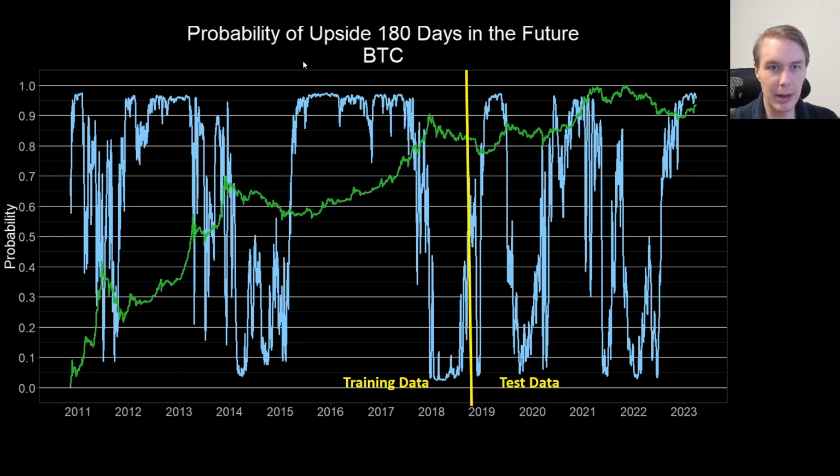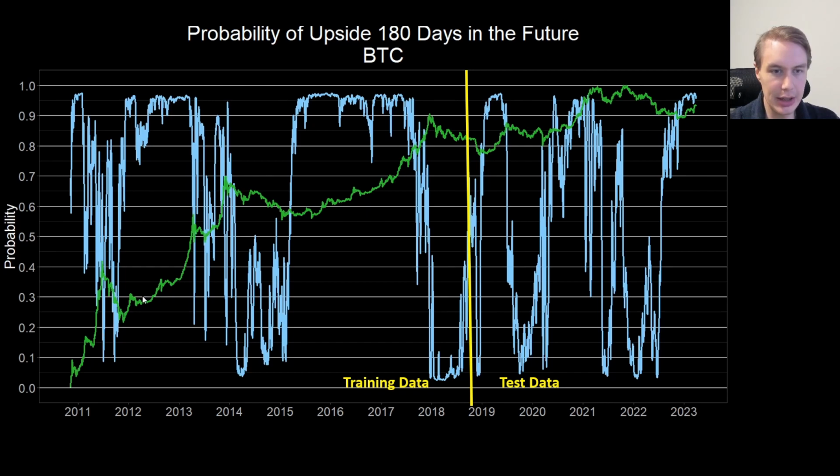So basically this is upside probability. How likely is it that the price, in this case of Bitcoin, will be higher 180 days from now than it is right now? So looking into the future, how likely is it that the market will be up or down?